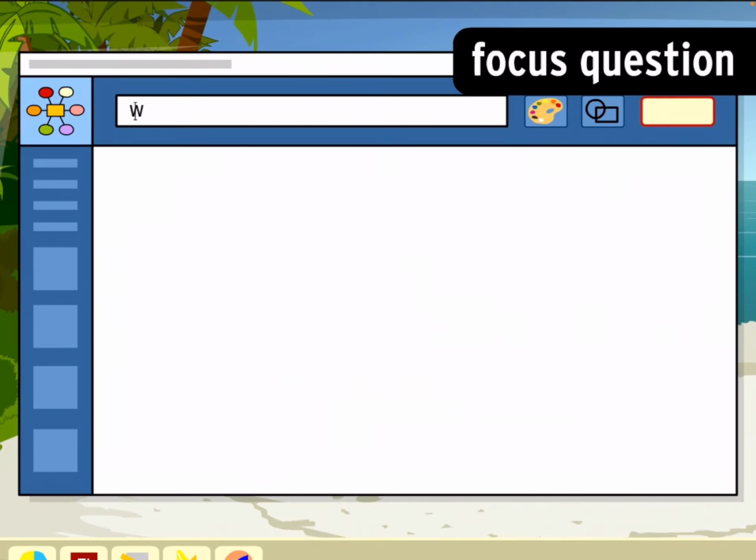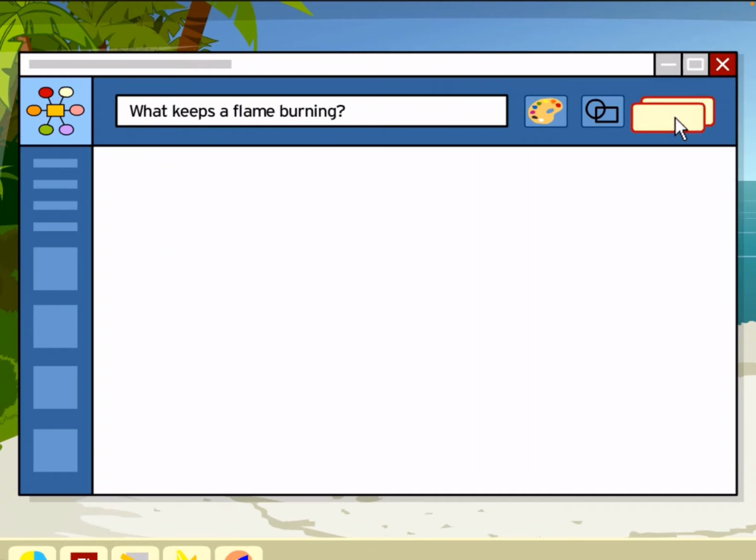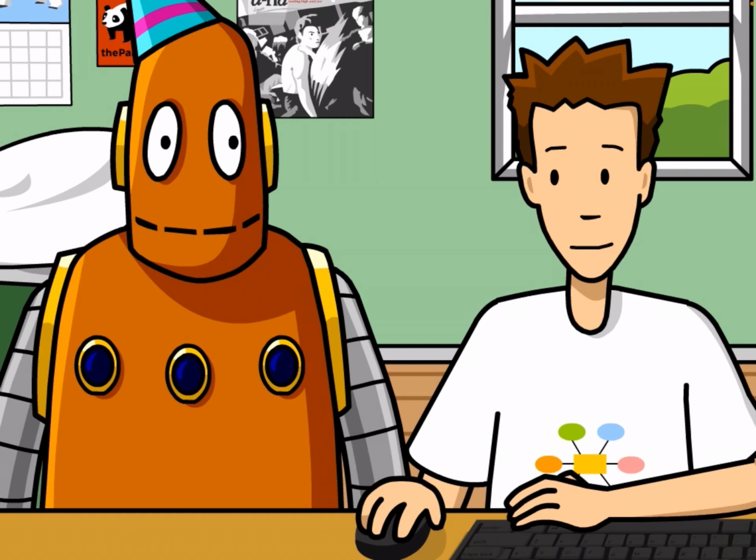Let's start with our focus question to help us stay on track. Next, we'll come up with our main idea. I'd say in this case, it's fire. I like to use a picture or a drawing to get my mind working. Now we can brainstorm related ideas. What do we know, or think we know, about fire?